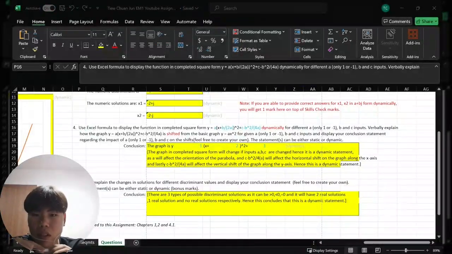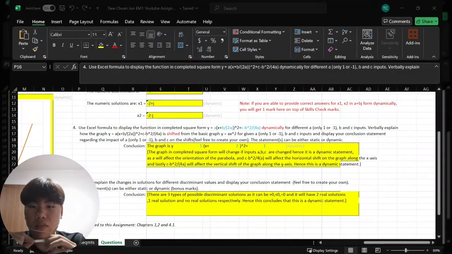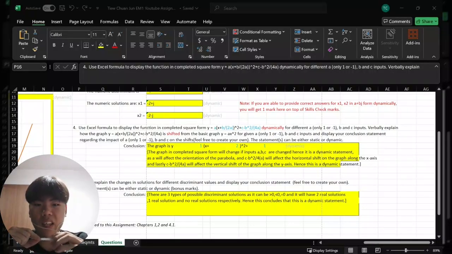For question 4, in the complete the square form of a quadratic equation, the coefficient a affects the parabola's direction. If a is more than 0, it opens upward like a U shape. If a is less than 0, it opens downward like an inverted U shape.